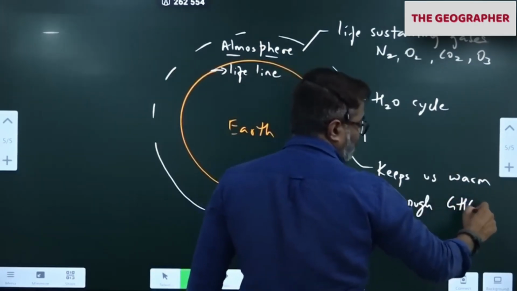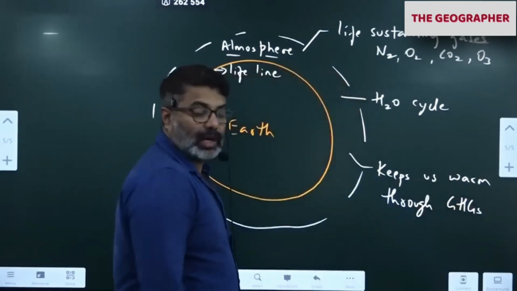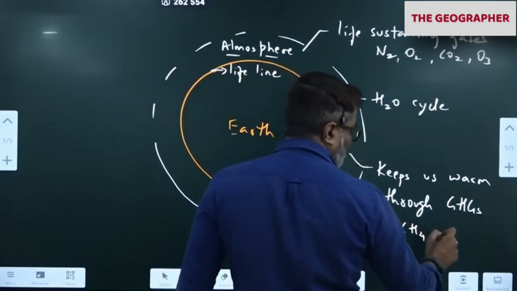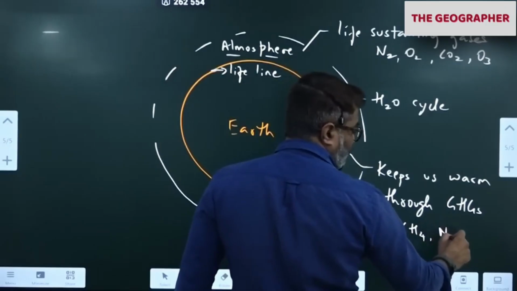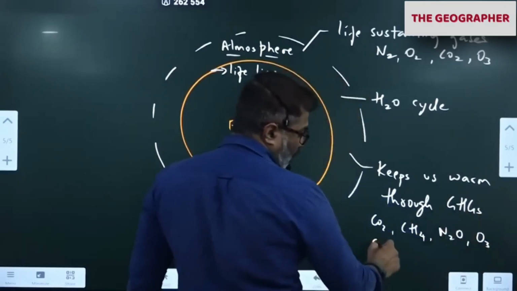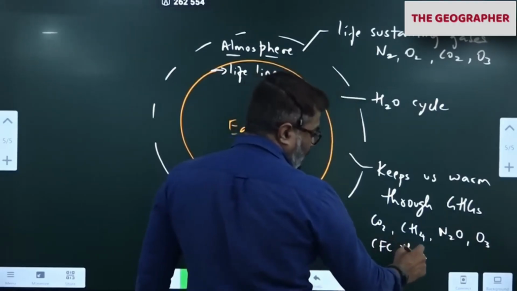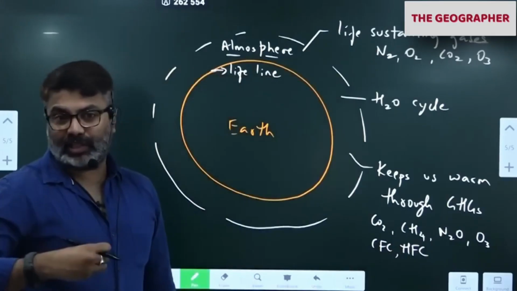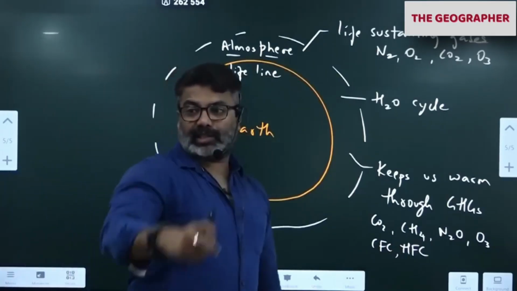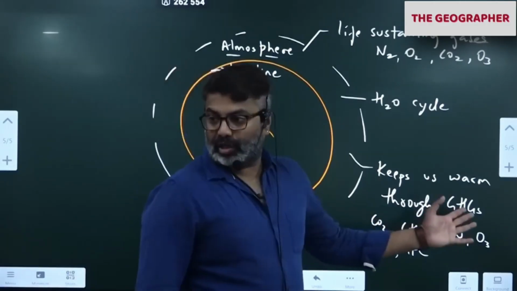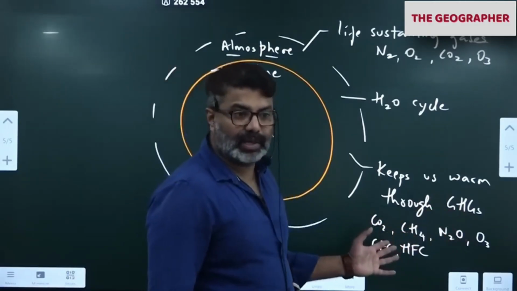Greenhouse gases like carbon dioxide, methane, nitrous oxide, ozone, chlorofluorocarbon, hydrofluorocarbon. Some of the greenhouse gases we have released, and some already exist naturally. Some of them are natural, some of them are released by us.